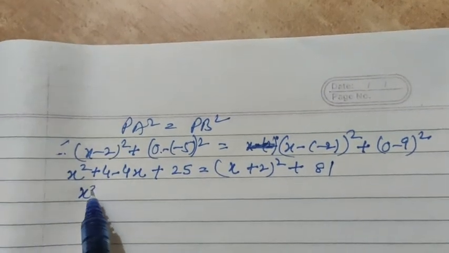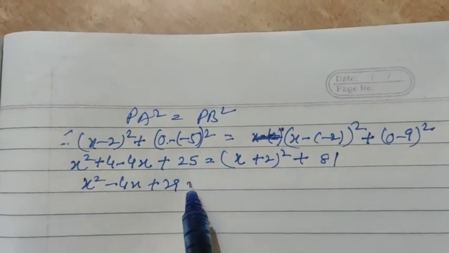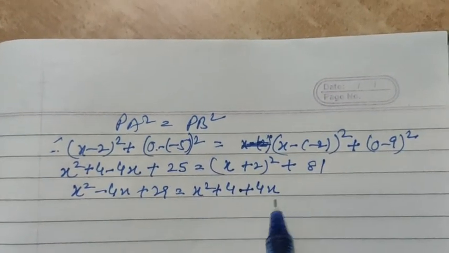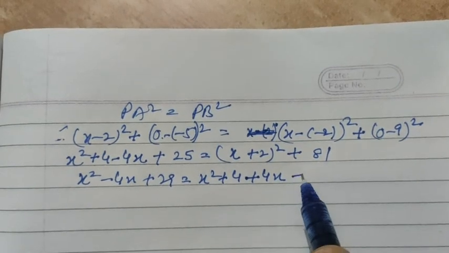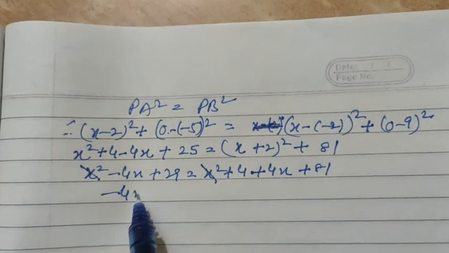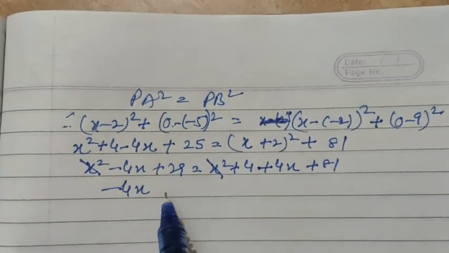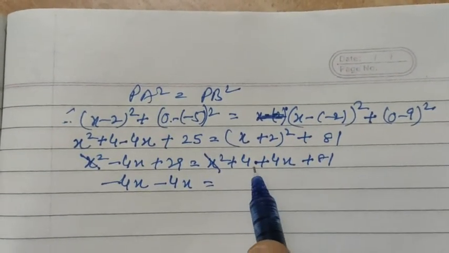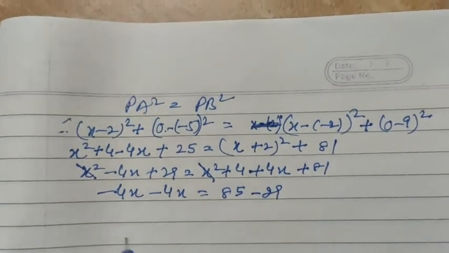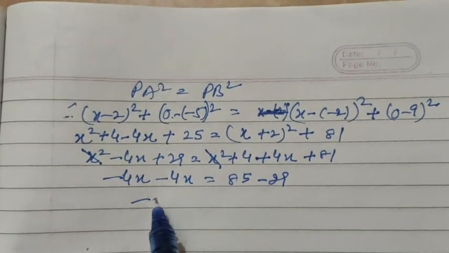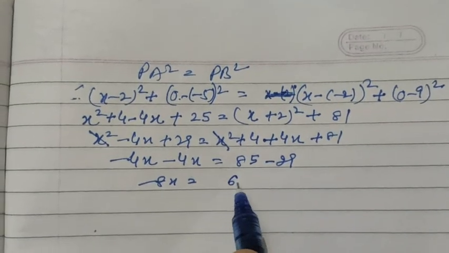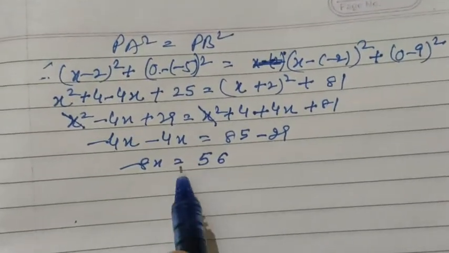So we have x square minus 4x plus 29 equals x square plus 4 plus 4x plus 81. So x square will be cancelled. This minus 4x, and this 4x will be transposed to the left hand side, becomes minus 8x, and in the right hand side we have 4 plus 81, that is 85, minus 29, which is 56.